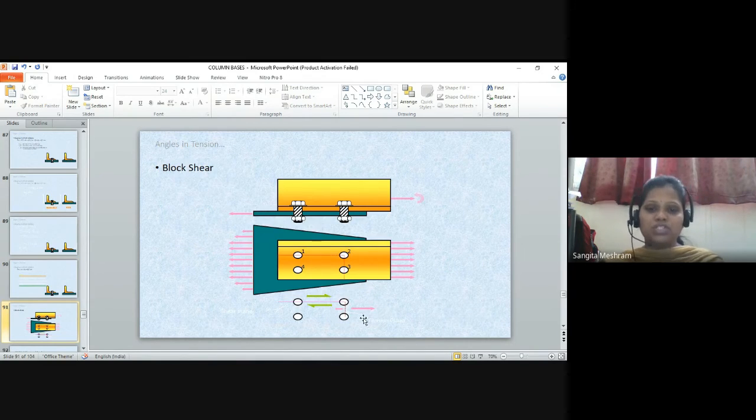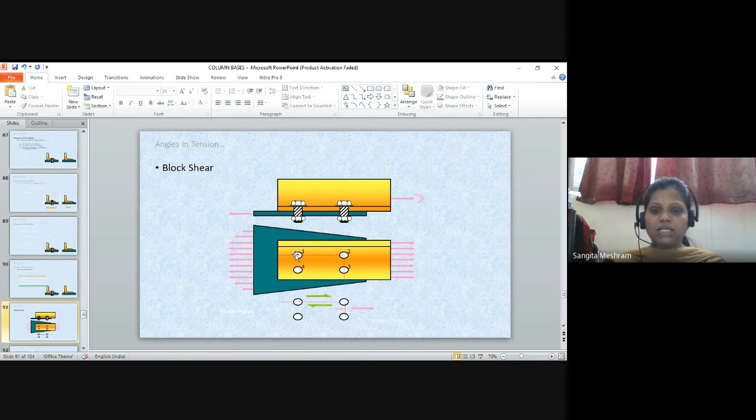Then the block shear failure. Just see in this figure, this is the plate. Actually, this plate gets slipped off from the main plate. And this type of failure is nothing but the block shear failure. This whole plate consists of four bolts. So this is your block shear failure.